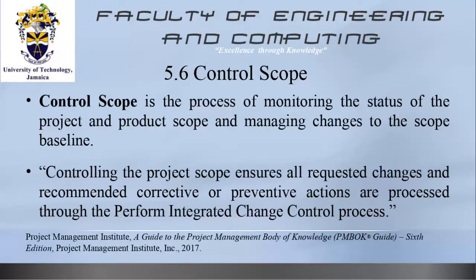And what is this? As we go through our project implementation, there are certain things that we have to be monitoring to ensure that they are consistent with what we determined in the scope baseline. So we have some control mechanism that we use to ensure that we remain checked, right? So what control scope, or the process of controlling, does is ensure that all requested changes and recommended corrective or preventive actions are processed through the perform integrated change control process. So that is what control scope does.